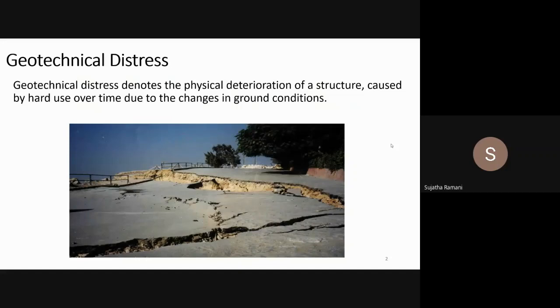So here, when I say a geotechnical distress, this basically relates to the physical deterioration of an element. I have put that as a structure, but in a strict sense it can be anything that is on the soil. It can be a pipeline, or a bridge, or a building. And this deterioration can happen over a period of time, or it can be a function of the environmental conditions. So essentially, the failure in the soil manifests itself on the structure which is being put up on the soil. That is what we call a geotechnical distress.